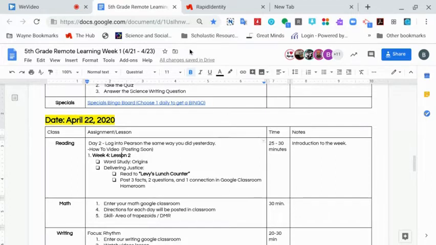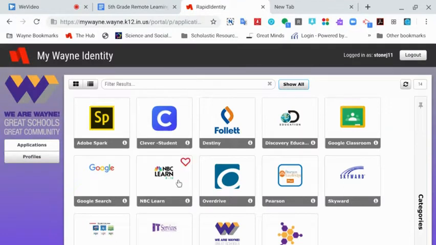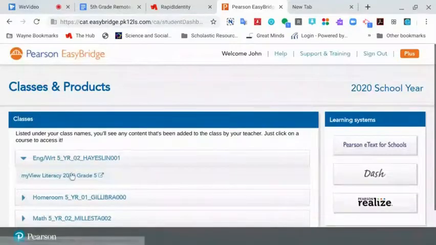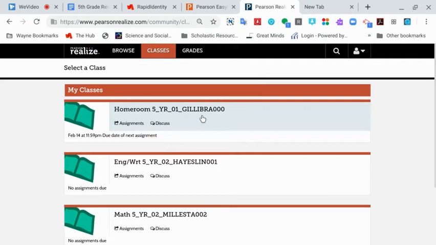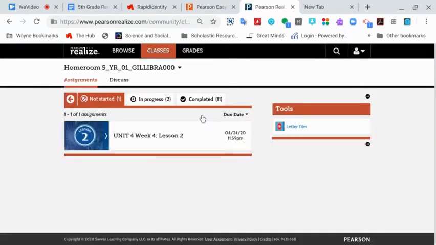says the how-to video. So first I'm going to log into Rapid Identity, which is my Wayne, and I'm going to go to my Pearson. Once I'm at my Pearson, I'm just going to log in like I normally log in. So I'm using a student account right now. And I'm going to go to Classes, and I'm going to click on Homeroom.